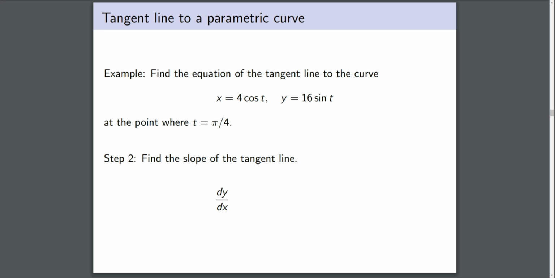Okay, first, we know that the tangent line is going to be the change in y over the change in x. But in this example, we don't have a formula relating those two variables directly. So instead, I'm going to look at how y is changing with regard to t, and how x is changing with regard to t, and then I'm going to compare those two quantities, and that will give me the relationship between y and x.